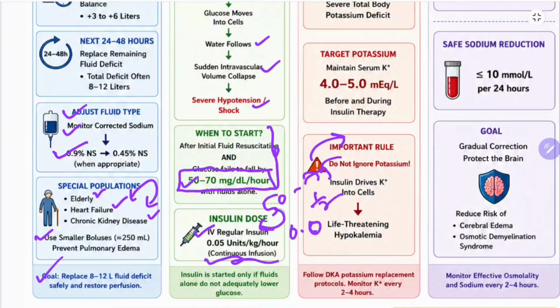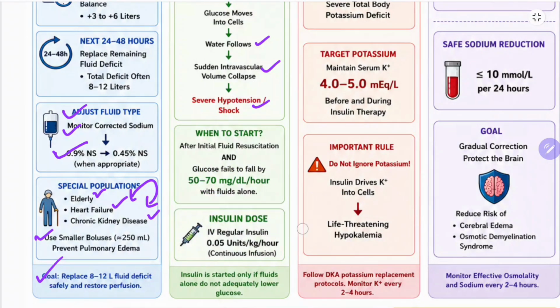Same thing. But one important thing to remember here is that this usually resolves only with fluid replacement. If the hyperglycemia is not resolving with fluid replacement, then only do you need insulin. Otherwise, there is no need for insulin in these patients. And the dose is also less whenever it is required. How do you decide when insulin is required? By seeing the fall of serum glucose levels. So insulin is started only if fluids alone do not adequately lower glucose.